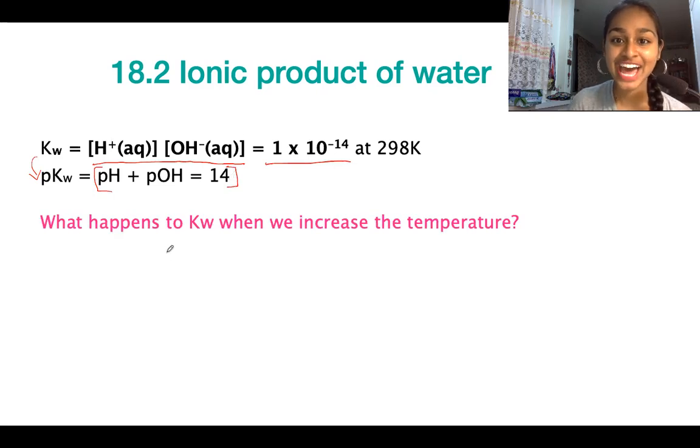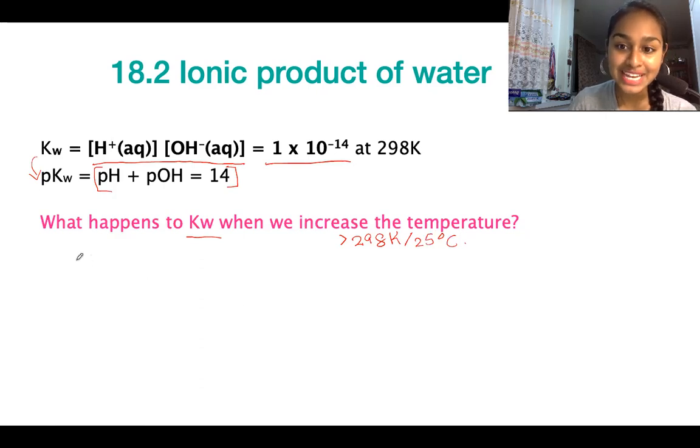So let's have a chat then. Now that we know that this is the value for Kw at room temperature, what's going to happen to Kw when we increase the temperature? So when we go beyond 298 Kelvin, which is also 25 degrees Celsius.